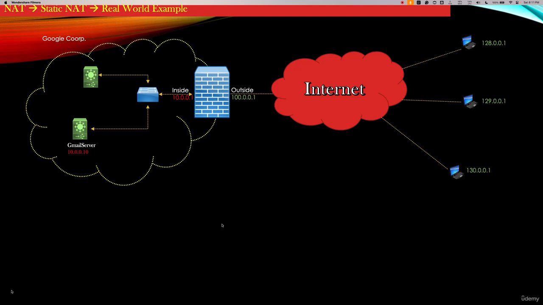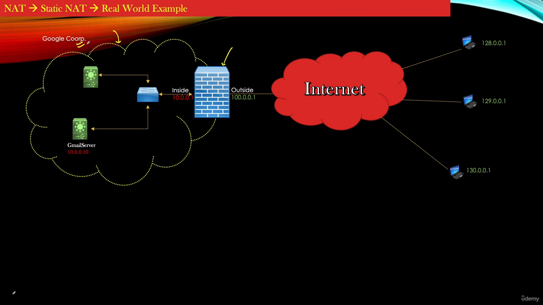So guys, let us understand how static NAT solves the real world problem. Let us say that you have a Google corporation which is maintaining its private network protected by a firewall device. Now we all access our Gmails, right? Have you ever thought about where the Gmail application is actually running? Where all your emails are being saved? There should be some machine which is doing all that.